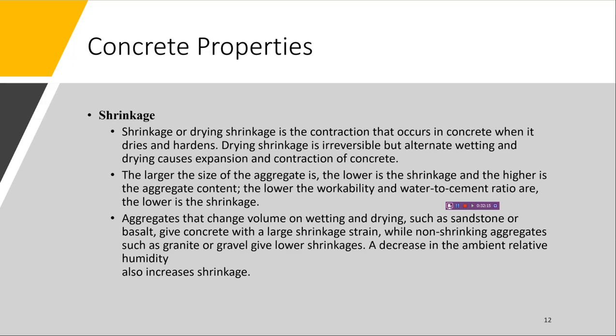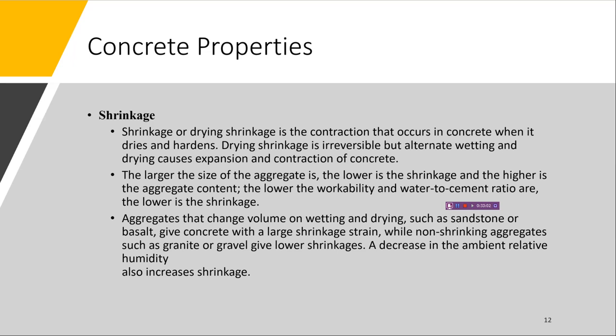So the larger the size of aggregate is, the lower is the shrinkage, and the higher the aggregate content, the lower the workability. The water to cement ratio also matters. So that's why kita kena tahu actually the best possible ratio yang kita kena letak dalam konkret. Okay, so what it says here, makin besar size aggregate, makin kurang shrinkage. Tapi higher aggregate, kalau terlampau banyak aggregate, susah nak bekerja. And the lower the water to cement ratio, the lower is the shrinkage. So kalau you letak banyak sangat water, dia akan lebih cepat untuk shrink.